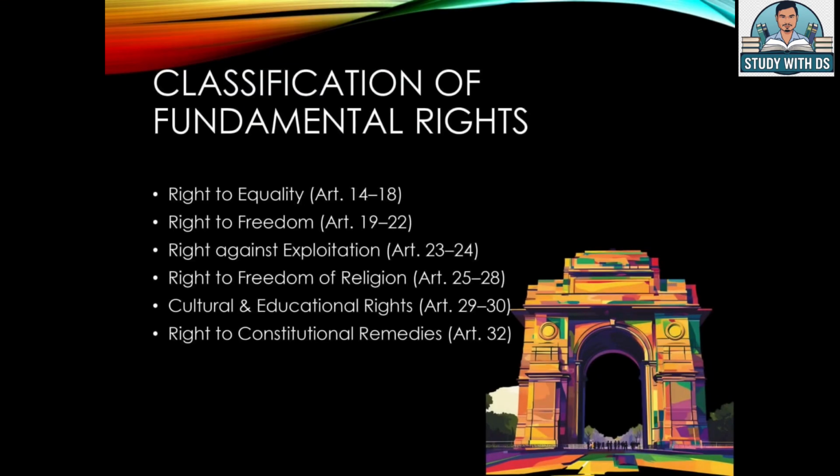Classification of fundamental rights. There are 6 categories of fundamental rights. 1. Right to equality. 2. Right to freedom. 3. Right against exploitation. 4. Right to freedom of religion. 5. Cultural and educational rights. And 6th, right to constitutional remedies.